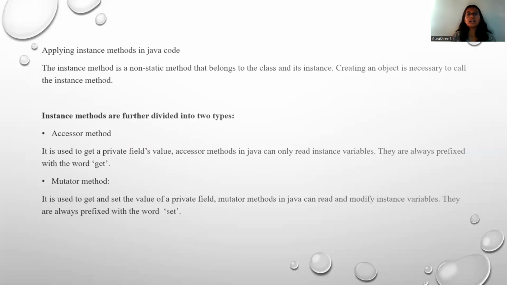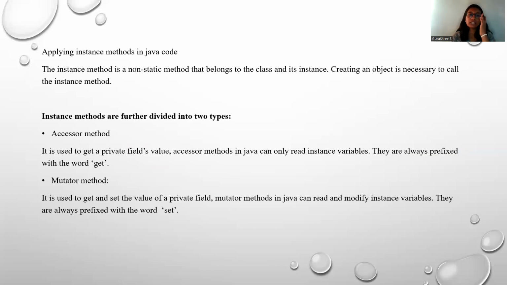Moving on to the next, how to apply instance methods in Java code. An instance method in Java is a non-static method that belongs to the class and its instance. So creating an object is necessary to call the instance method. Instance methods are further divided into two types: the accessor method and the mutator method. An accessor method is used to get the private field's value. Accessor methods in Java can only read the instance variables, and they are prefixed with the word get. Whereas a mutator method can read and modify the instance variables, and they are always prefixed with the word set.